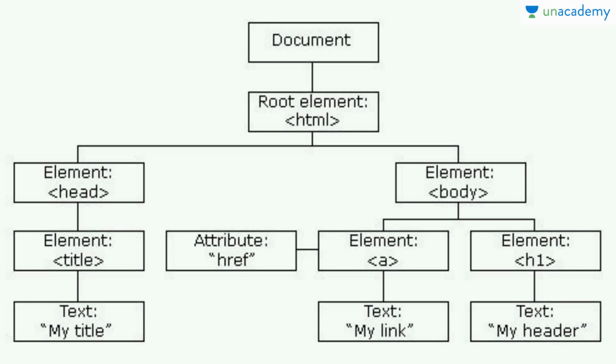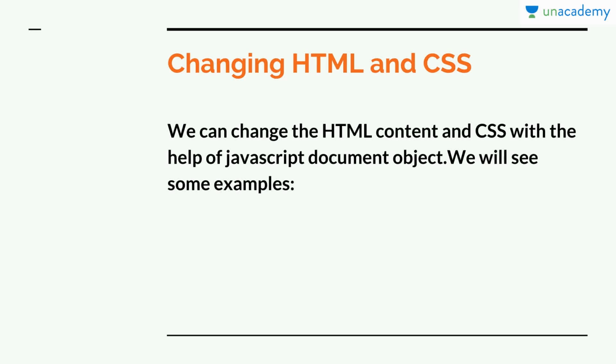So let's see, this is the same picture. I don't think there is a need to explain this picture now, but I just want to say that the document object is the main source with the help of which you can change anything in the HTML document. So let's see how you can change the HTML and CSS with the help of DOM manipulation. We can change the HTML content and CSS with the help of the JavaScript document object.